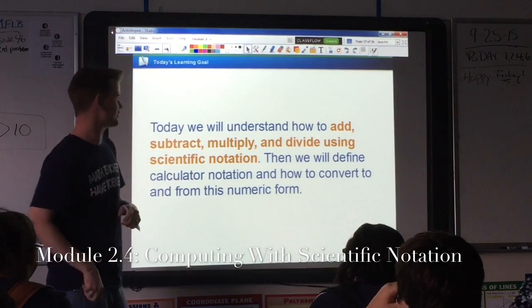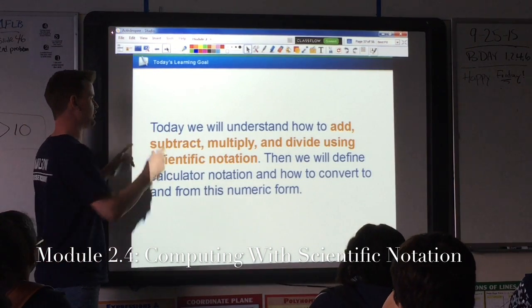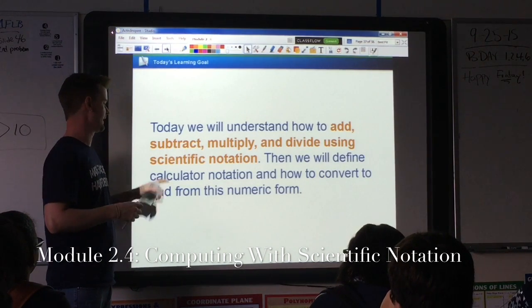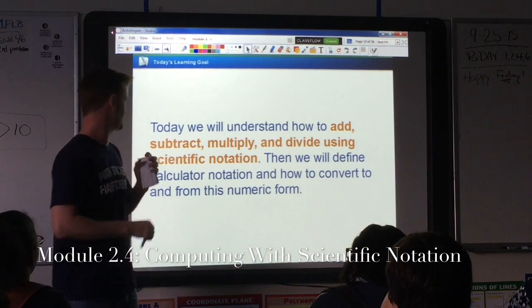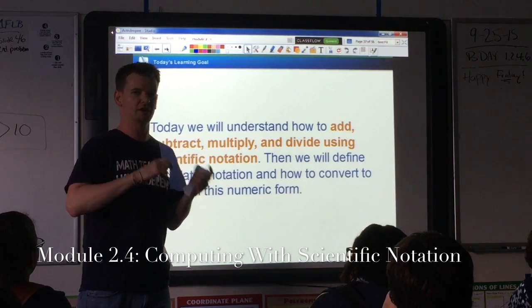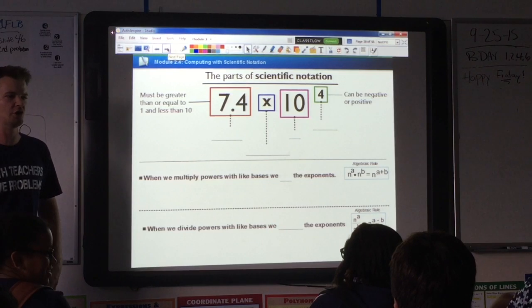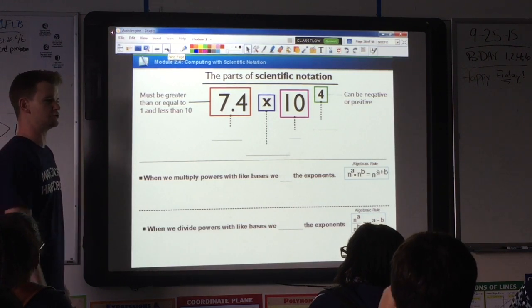We're going to finish up Module 2, 2.4. We're going to learn how to add, subtract, multiply, and divide using scientific notation. And then we're going to define calculator notation, and learn how to convert to and from this numeric form. Before we even get started, though, we need to go back to Module 2.2 and 2.3.